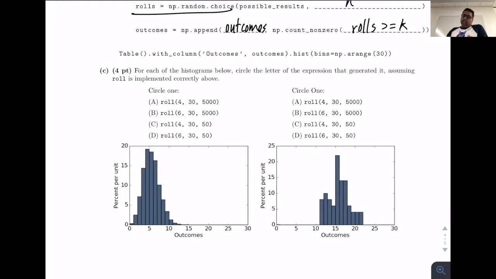So part C: for each of the histograms below, circle the letter of the expression that generated it, assuming the roll is implemented correctly above. When we roll a die 30 times, since there's a 1/6 probability of each number of pips occurring, we'd expect on average to see 5 of each type of thing. We'd expect to see 5 1s, 5 2s, 5 3s, 5 4s, 5 5s, and 5 6s.